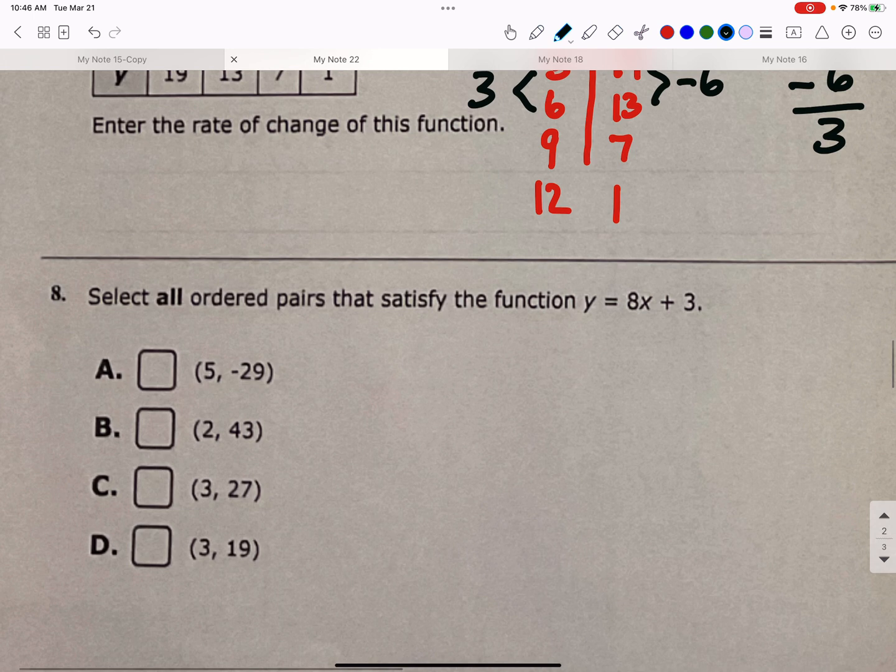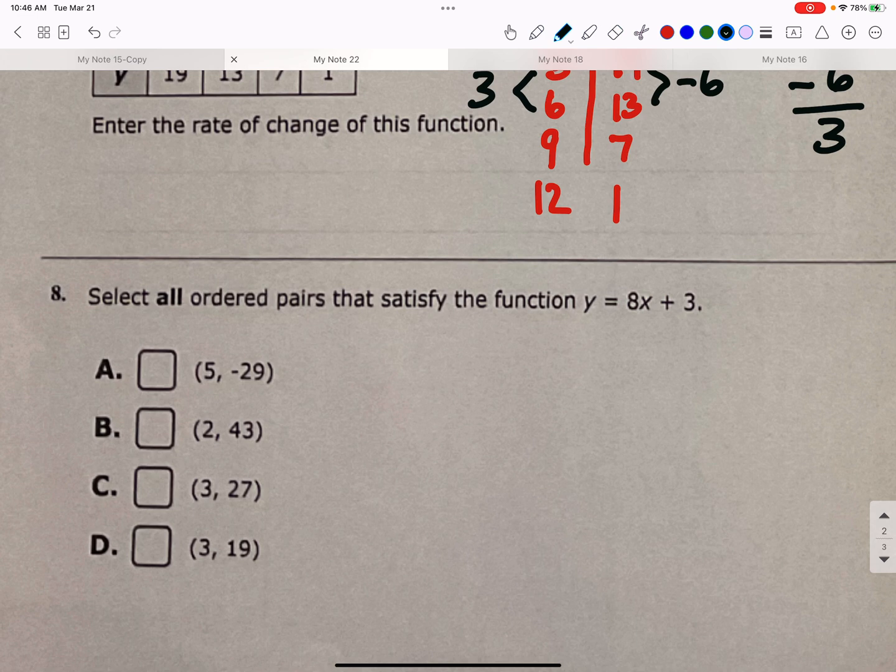All right, select all the ordered pairs that satisfy the function y equals 8x plus 3. So do these points work in this equation? That's all they're asking. Do these points work in this equation? Let's see. So this is just go through and check.